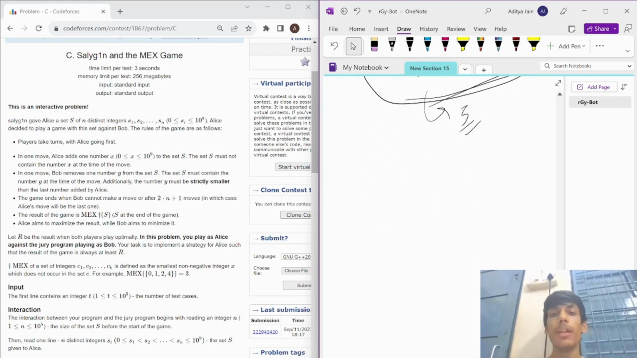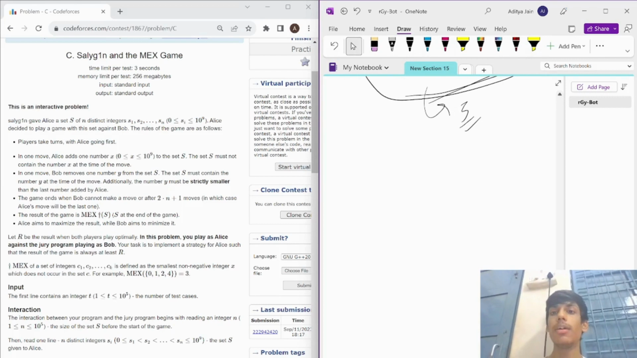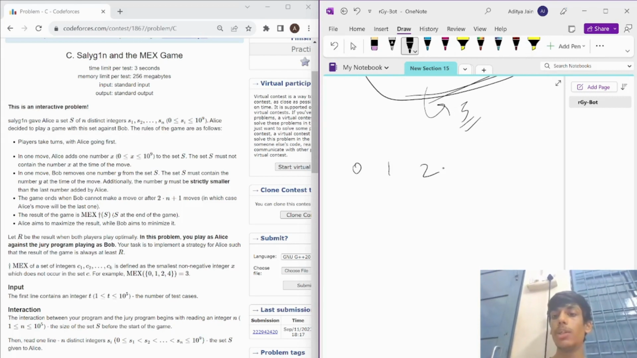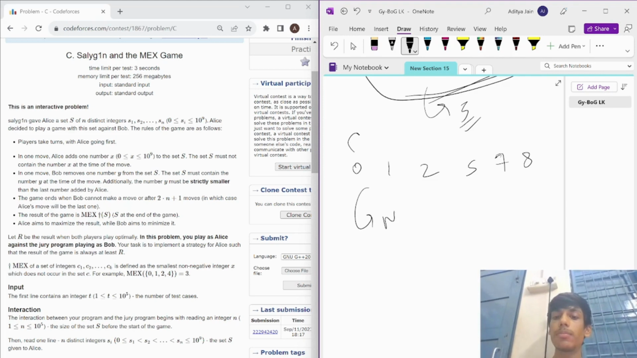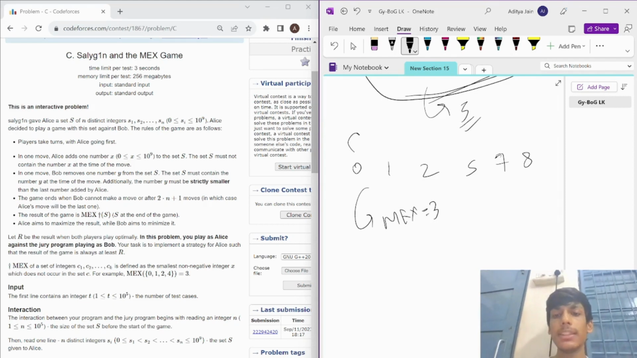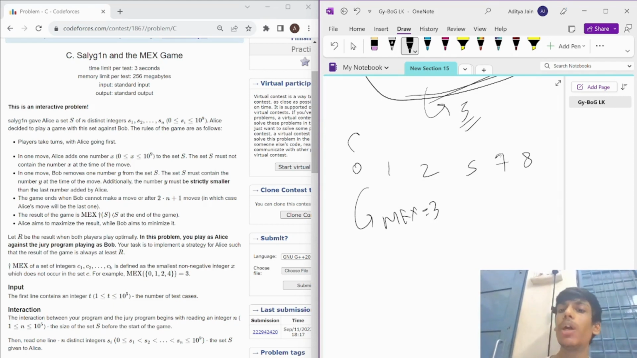Now, let's move on to the question. Suppose we have an array 0, 1, 2, 4, 0, 1, 2, 5, 7 and 8. What is the max of this array? Its max is 3, because 3 is the smallest non-negative integer which is not present in this array, as 0, 1 and 2 are present in this array. So 3 is the max of this array.